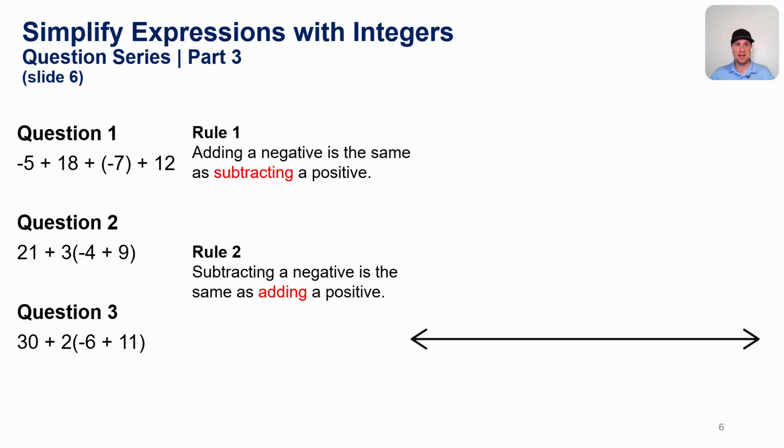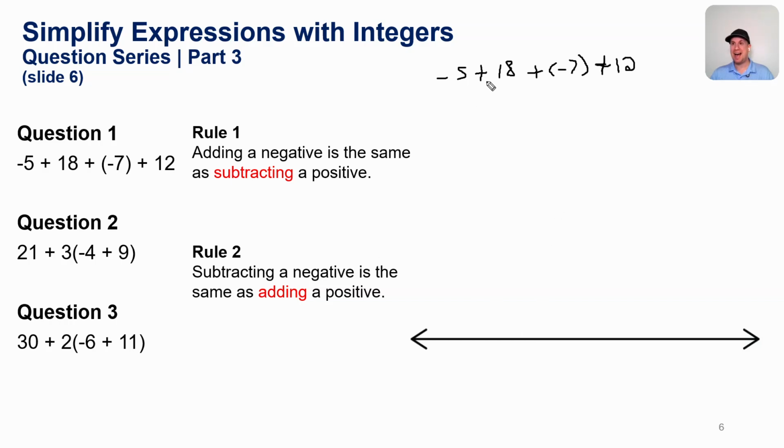Okay, let's look at the last question series from simplifying expressions with integers. So some more complex ones here. So question 1, we have negative 5 plus a positive 18 plus a negative 7 plus 12. So again with this, there are multiple ways of attacking this. I'm going to go ahead and attack this first by just going in order and 2 at a time. So if I start in that manner, we have negative 5 plus 18.